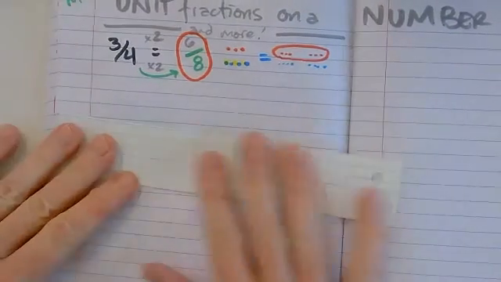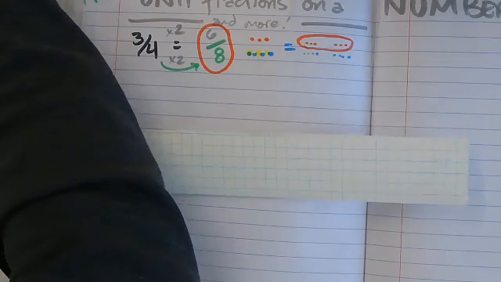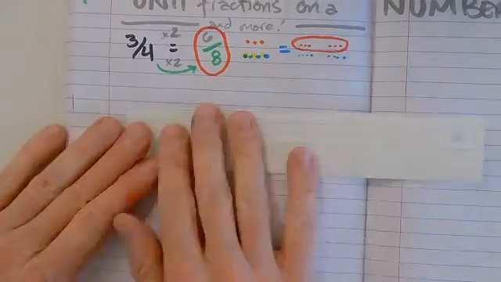And there you go. Okay, so let's do another one. So the next one that IXL wants you to find on a number line, they give you a number line, and it's blank.